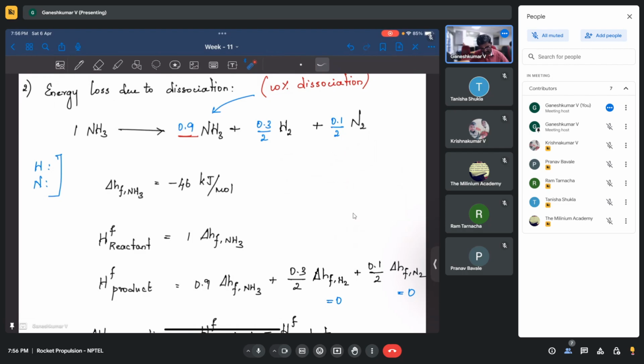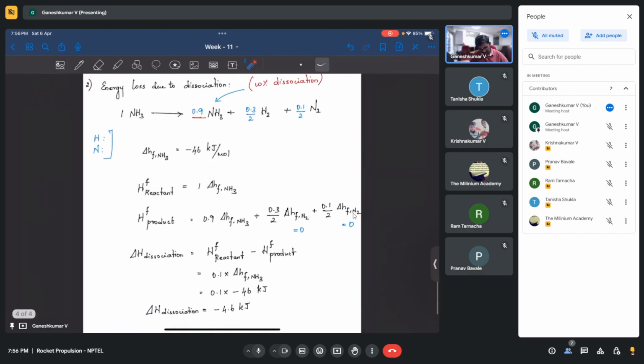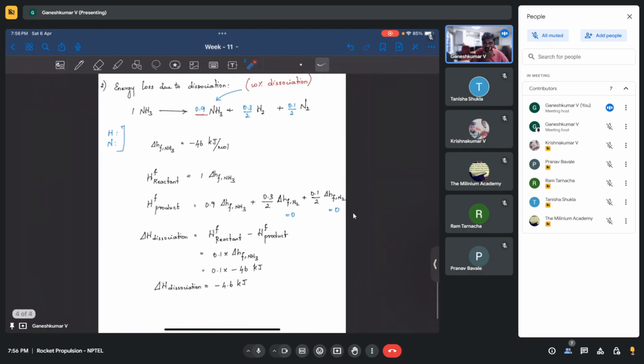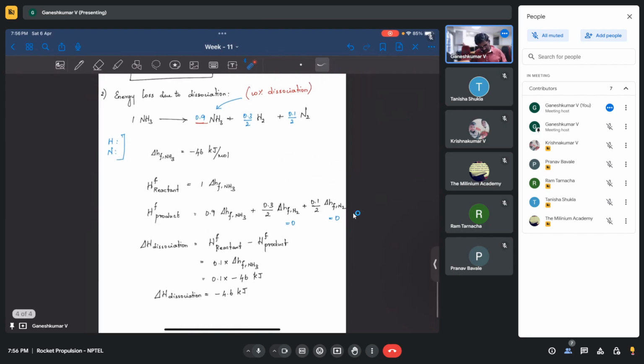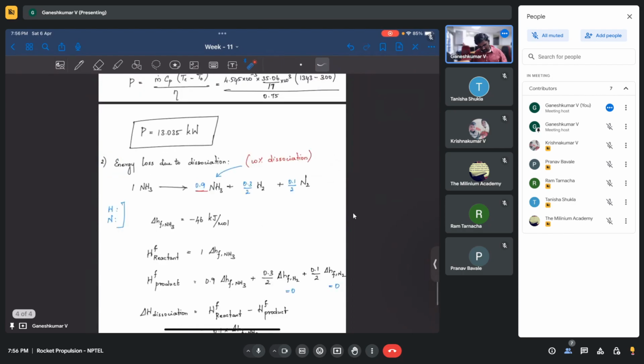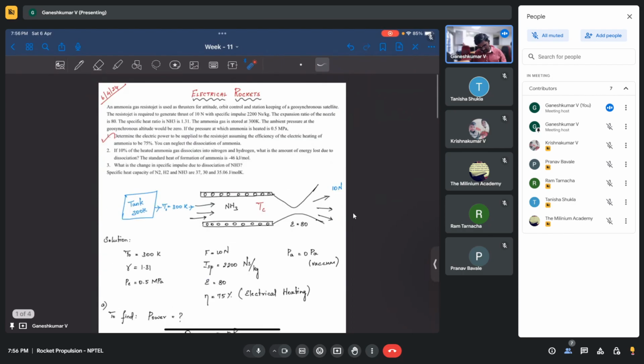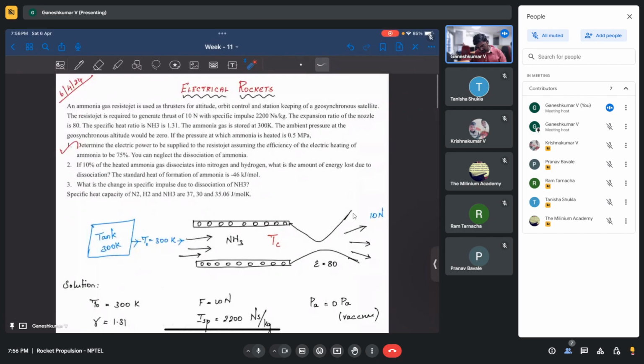Okay, is that clear? How did we arrive at this? While we intuitively say it's going to be zero point one, we have to take this and do proper balances to get it. All right, so I guess this is done then. So we know how much energy is lost.